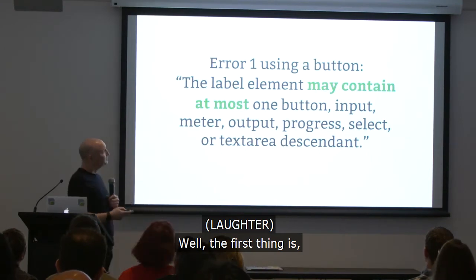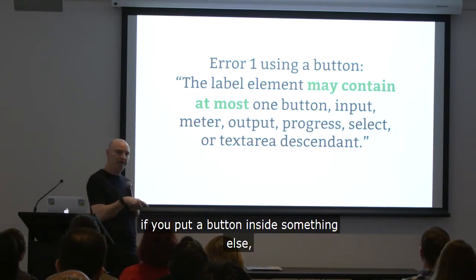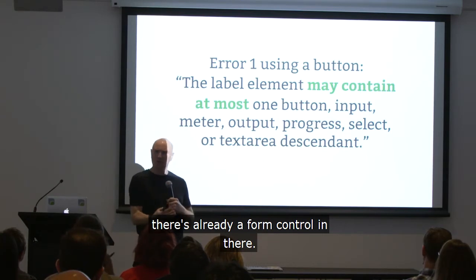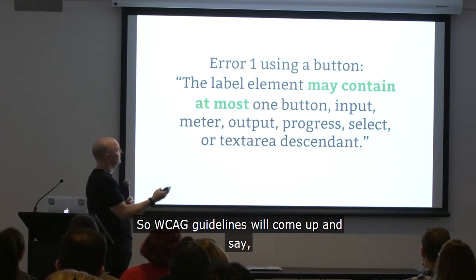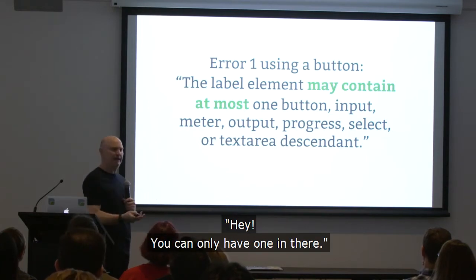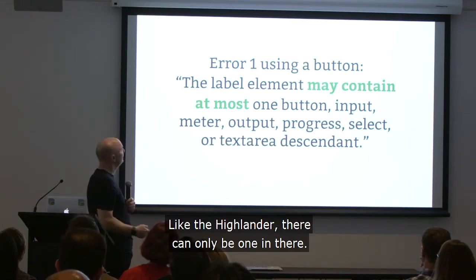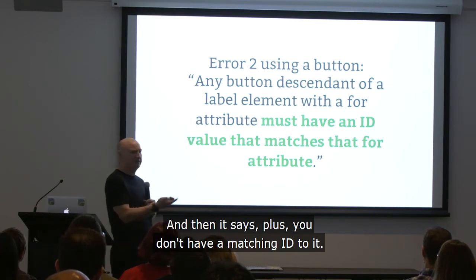Well, the first thing is, if you put a button inside something else, there's already a form control in there, so you're trying to shunt another form control in there. So WCAG guidelines will come and say, hey, you can only have one in there, like the Highlander, there can only be one in there. And then it says, plus you don't have a matching ID to it.